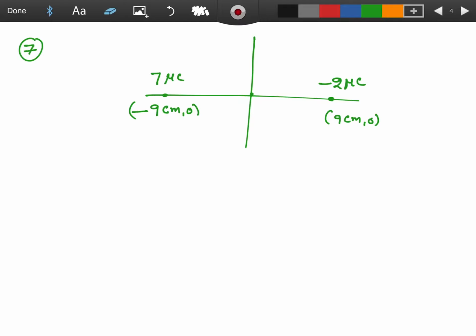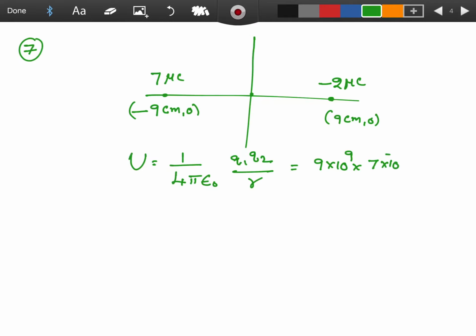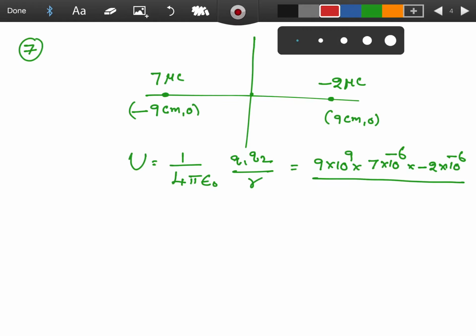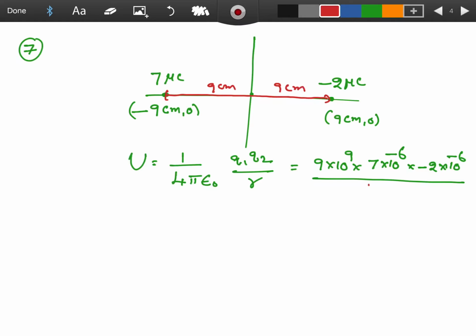Potential energy of the system equals 1 by 4 pi epsilon naught Q1 Q2 by R. 1 by 4 pi epsilon naught is 9 into 10 power 9. Q1 is 7 into 10 power minus 6, because micro. Q2 is minus 2 into 10 power minus 6. Distance from minus 9 to plus 9: this is 9 centimeter, so total length is 18 centimeter.